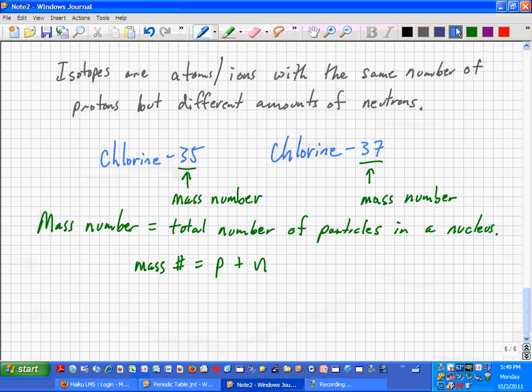This is always going to be a whole number because you're counting protons. You always have a whole proton, you always have a whole neutron. So this is always going to be a whole number. Always a whole number, and it is not found on the periodic table.